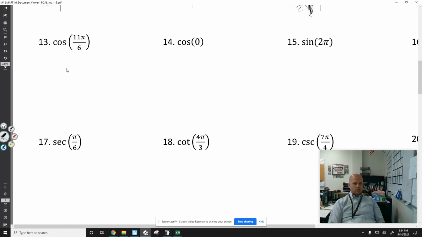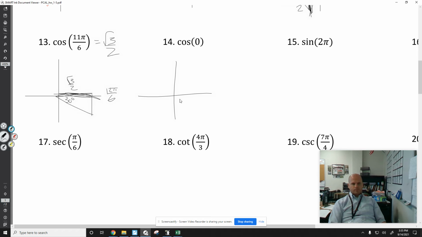11 pi over 6. I know where 12 pi over 6 is. 12 pi over 6 is right here. Subtract a pi over 6. 30 degrees. Cosine, adjacent. It's going to be the longer side. Going to the right. √3 over 2.